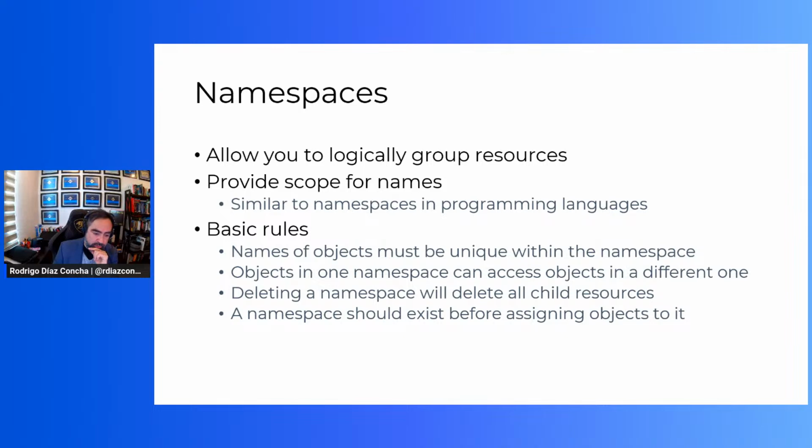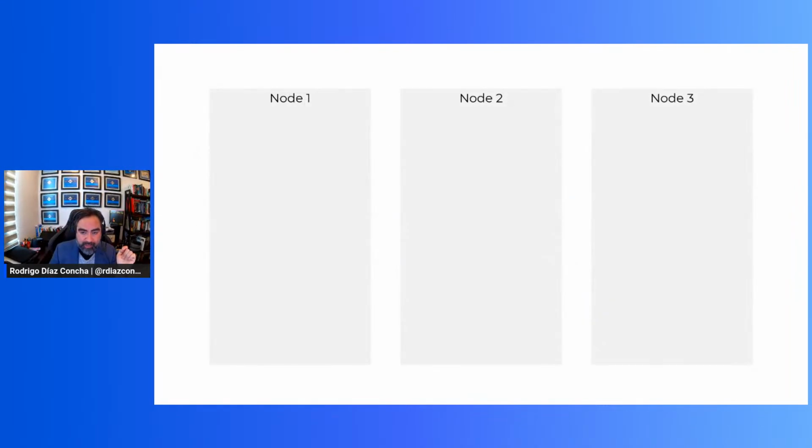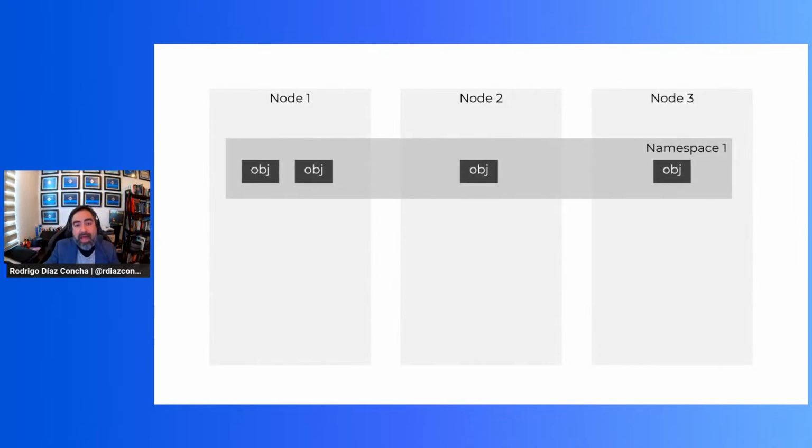That's actually what I told you before. If you want to use a namespace, it should exist. It's not going to be created dynamically for you, okay? So you should create a namespace beforehand. What happens with namespaces is that they span across all the different nodes that constitute the cluster, okay?